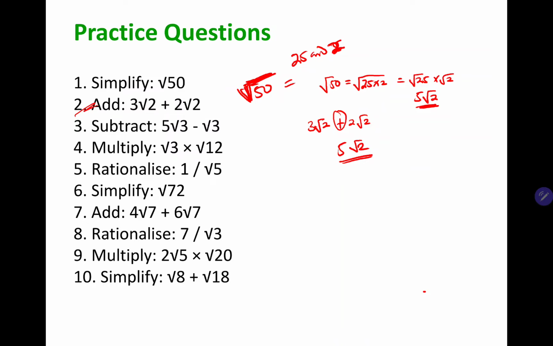We can look at the third one. 5 root 3 minus root 3. We pick out the like term here also to be root 3. Then 5 minus the coefficient of root 3, which is 1. 5 minus 1 is 4. So we can say 4 root 3. Okay. So please solve the remaining questions.